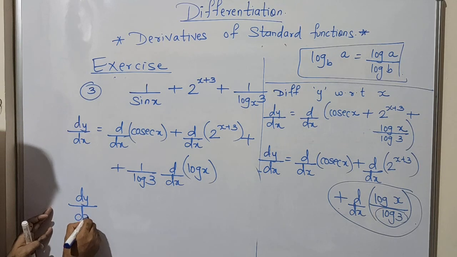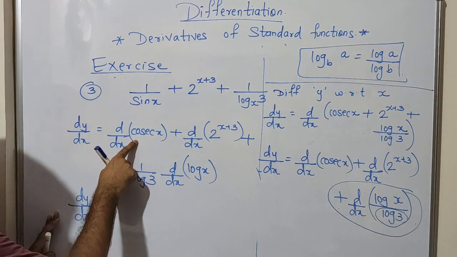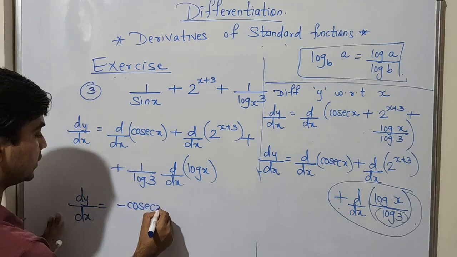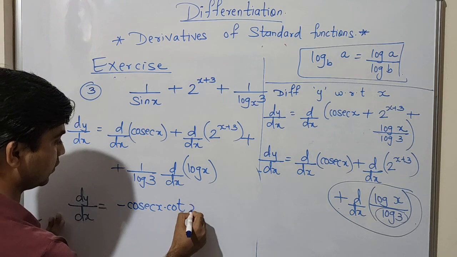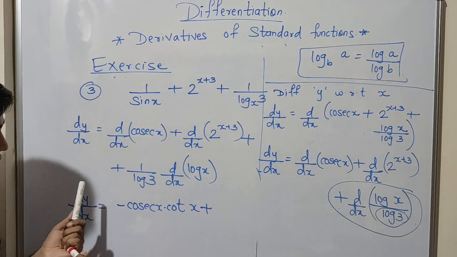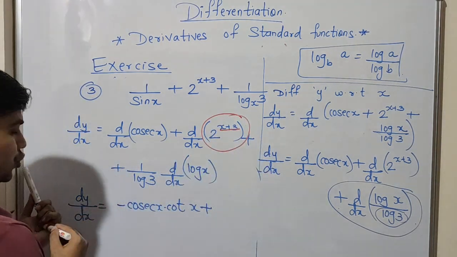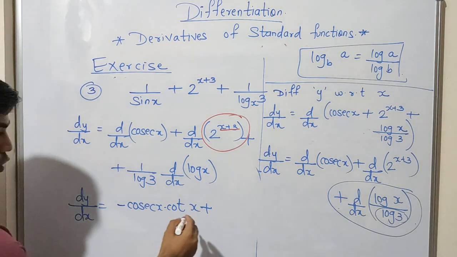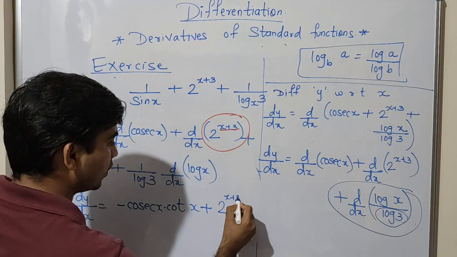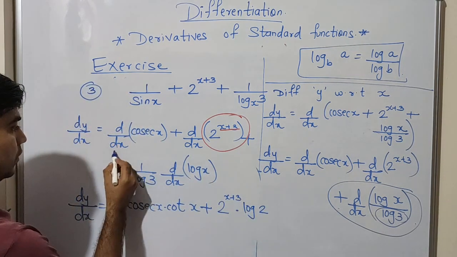Dy by dx, what is that? What is the derivative of cosec x? We have it as minus cosec x into cot x. Now how does this look? 2 raised to x plus 3 looks like a raised to x, so instead of x we have x plus 3 over here. So what is the derivative of a raised to x? It is a raised to x into log a.